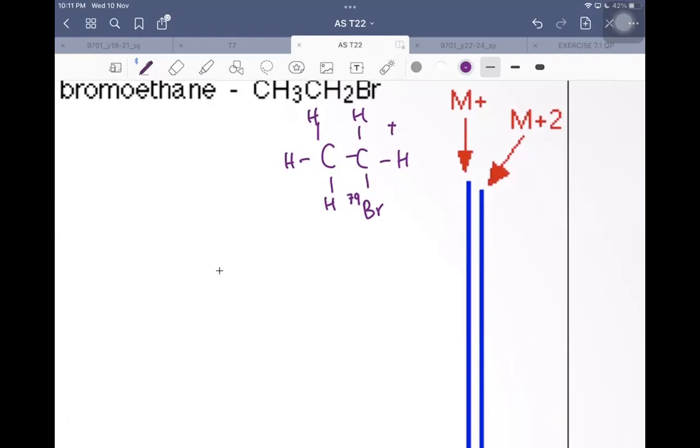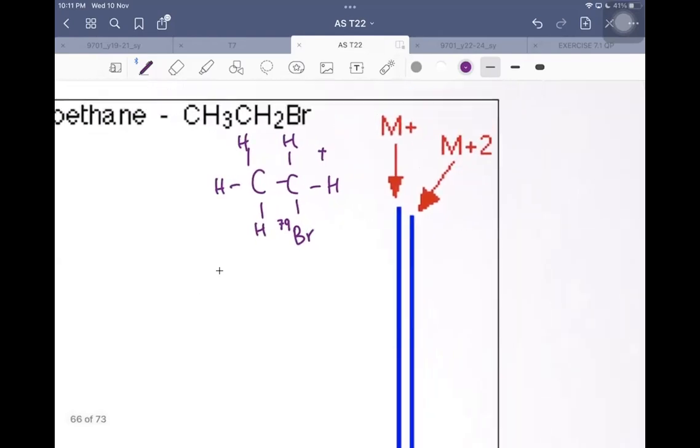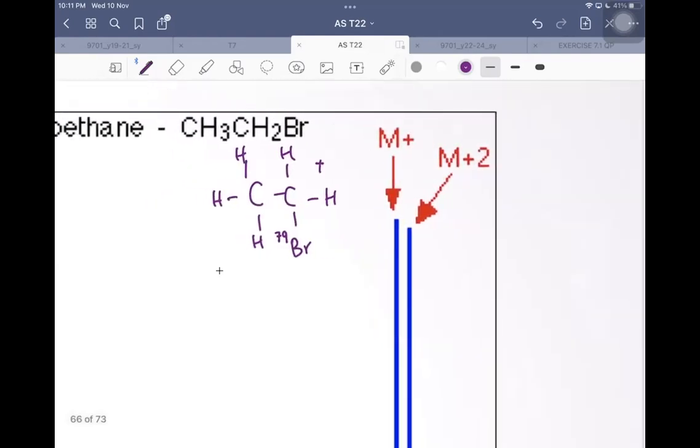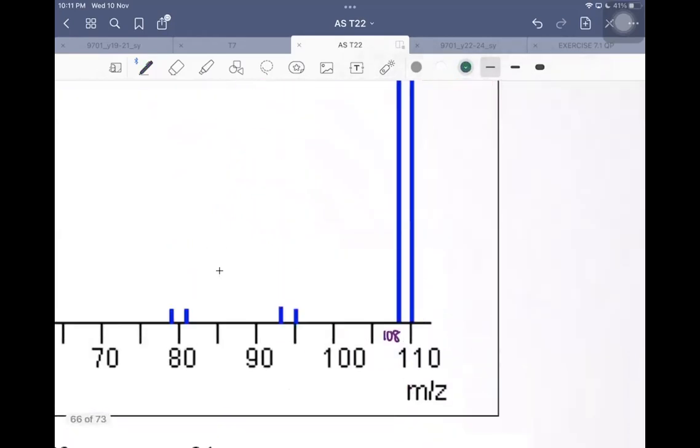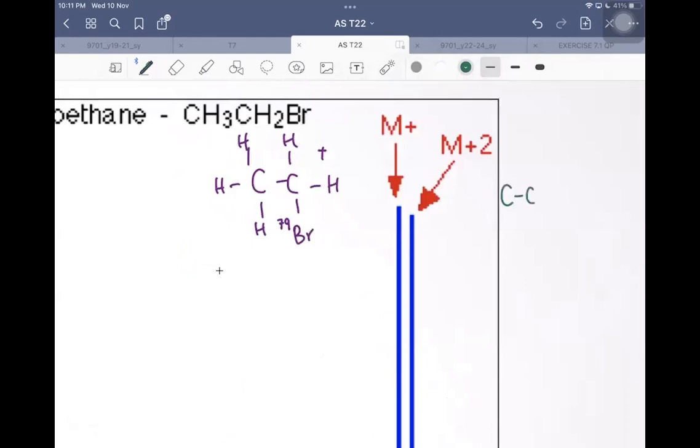Okay, 108. So that is caused by the bromoethane with bromine 79, whereas the peak at 110 is caused by the same molecular ion, however the difference is in bromine 81. So we don't call this M+, we call this M+2, because the difference is 2 units from your molecular ion.